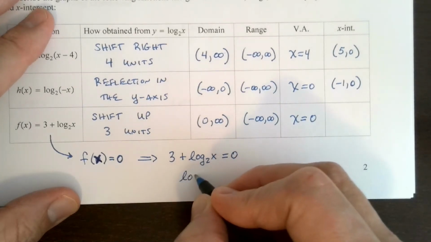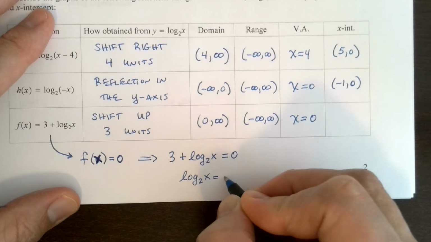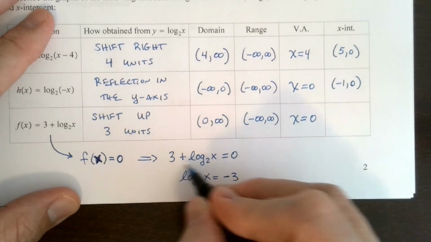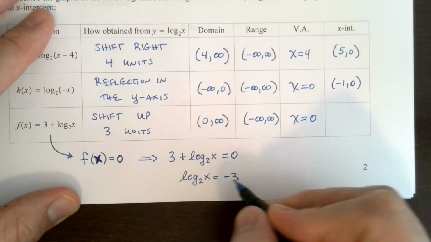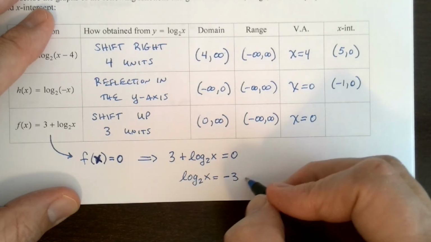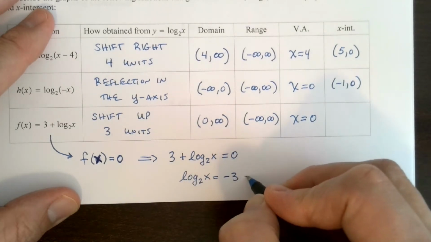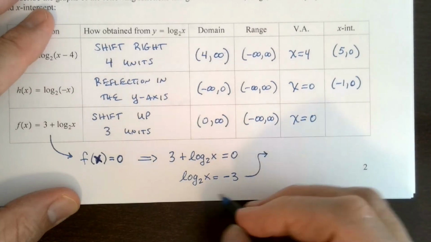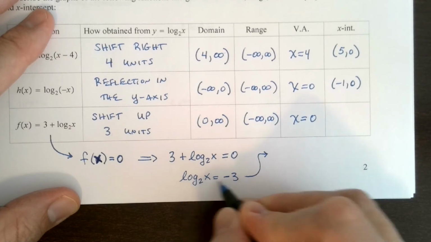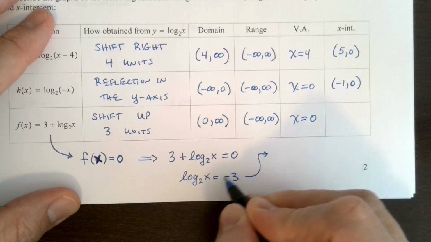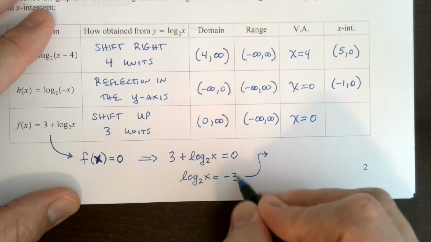What's the value of x that puts us on the y-axis? Well, this statement will be true, right, if log base 2 of x is what? Negative 3, right? 3 plus negative 3 is 0. So if that logarithm is negative 3, we're good. So what is x? Well, remember, this is the logarithmic expression. What's the exponential expression? Well, log base 2 of x equals negative 3.